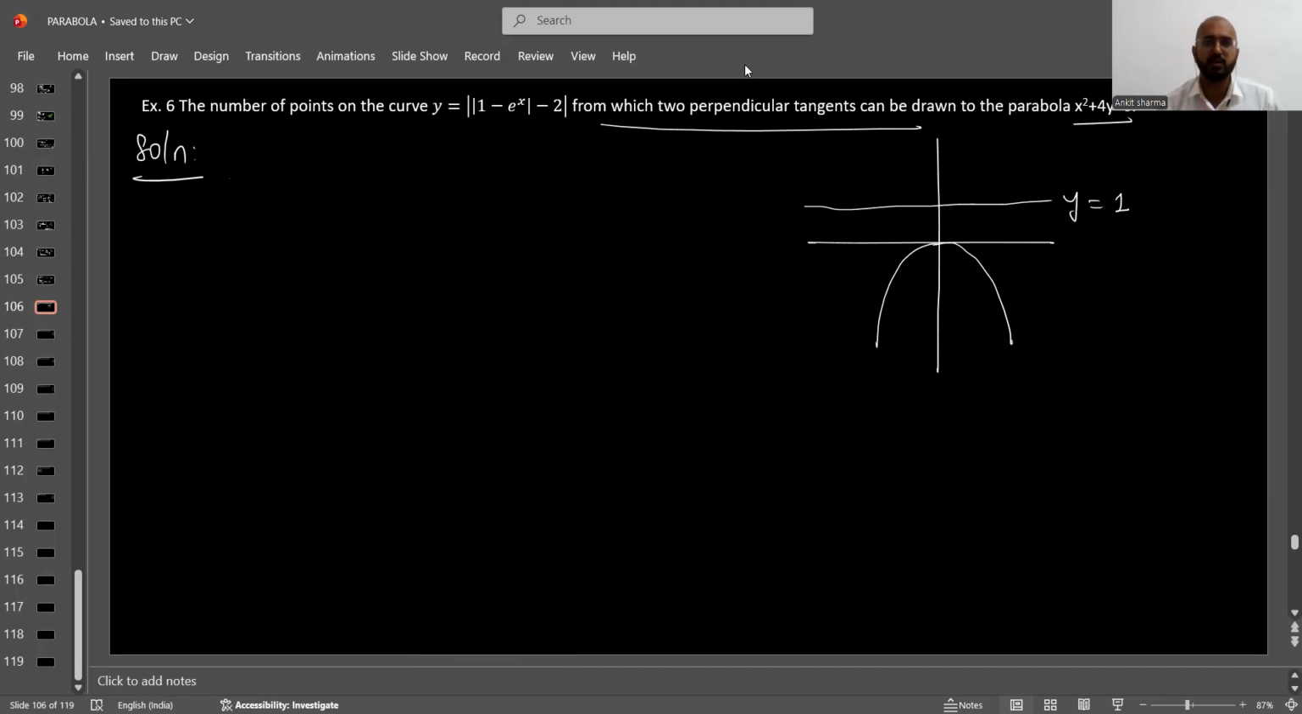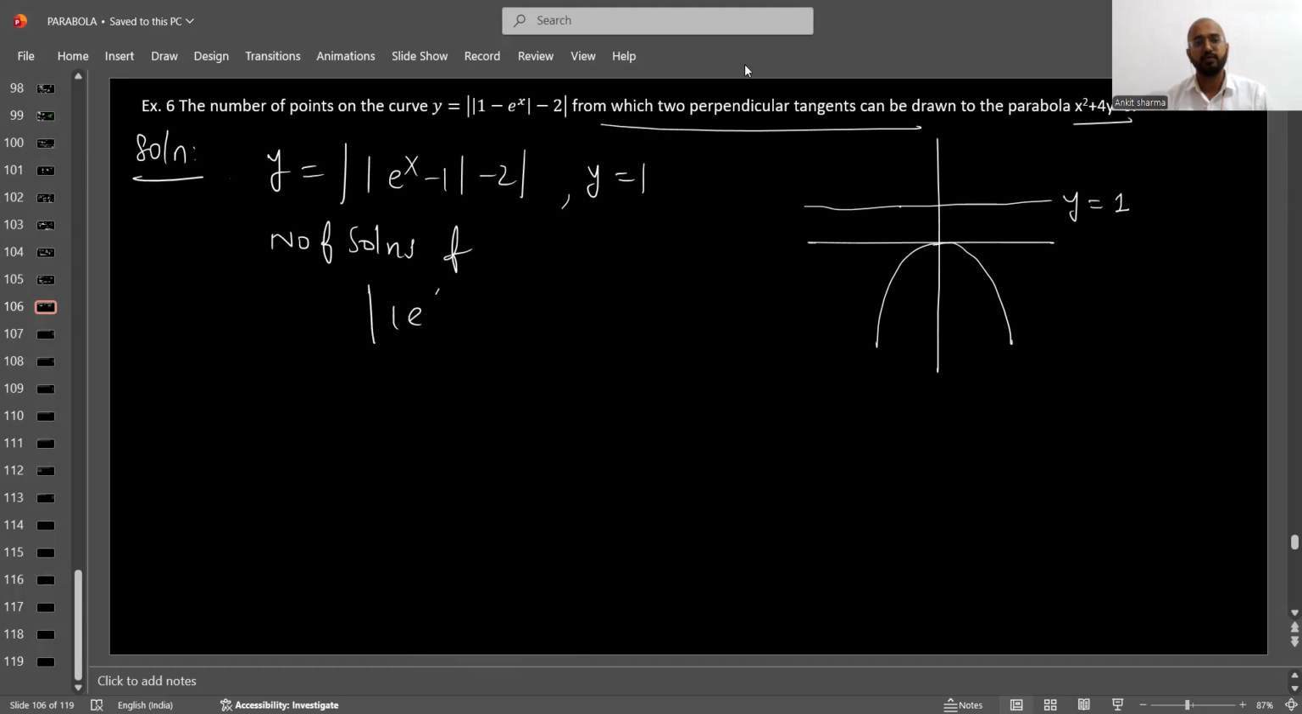So that means I have to solve. If I'm saying that I have to draw two perpendicular tangents, that point must lie on the directrix. So if this point is lying on the directrix, I should solve the curve y is equal to mod of e power x minus 1 minus 2 and y is equal to 1 together. So solving them would give me the number of points. That means basically I need to find the number of solutions of mod of e power x minus 1 minus 2 is equal to 1. So I'll be graphing this thing.